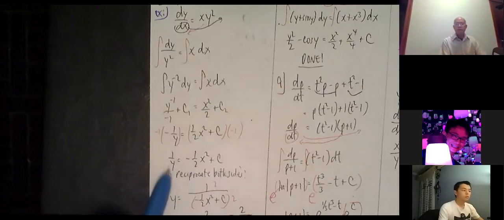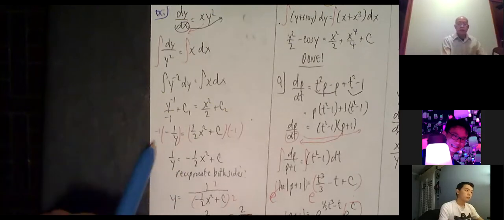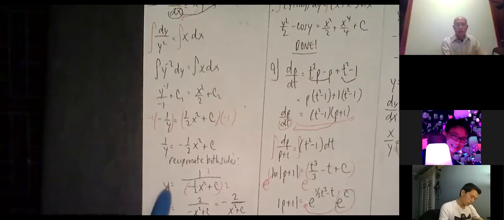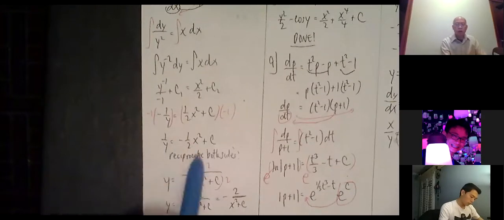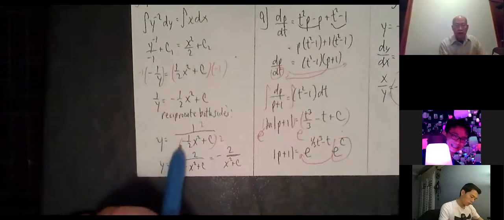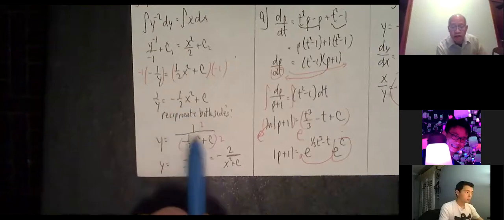Now you can reciprocate both sides. If two things are equal, their reciprocals are equal, right? That's the fastest way to solve this. So reciprocate 1 over y, we have y. The reciprocal of this is 1 over the whole thing. So it's 1 over negative 1/2 x squared plus c. And note very carefully, if I take the reciprocal of this, the plus c is part of the denominator, just like we said at the beginning of the chapter, right?